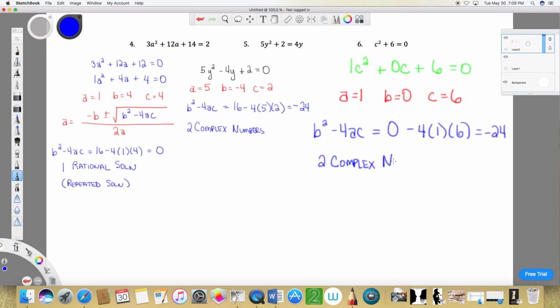They're not asking us to find the solutions, but just to state how many there are and what type of solution. So for all these quadratics, we're expecting two solutions. They could be repeated like it was here in number 4, but we still consider that two solutions. And here there's two solutions, but they're both complex numbers because the discriminant, that number that's underneath the radical, was a negative number in both problem 5 and 6.